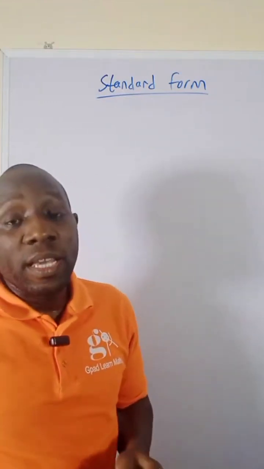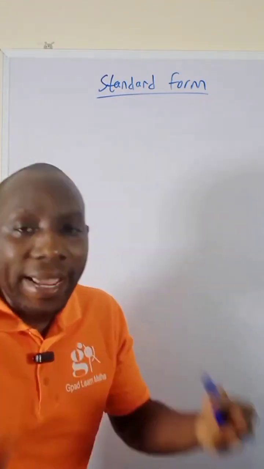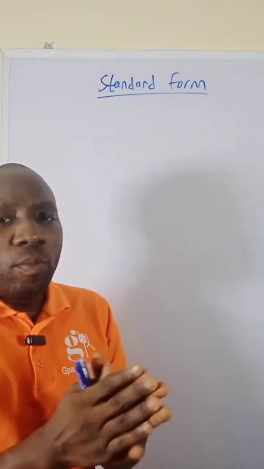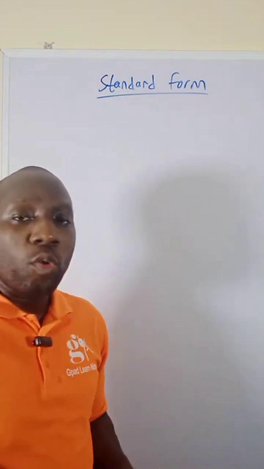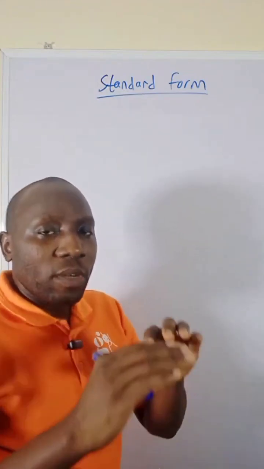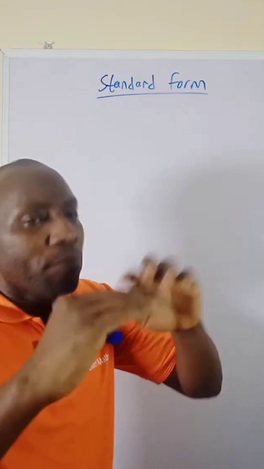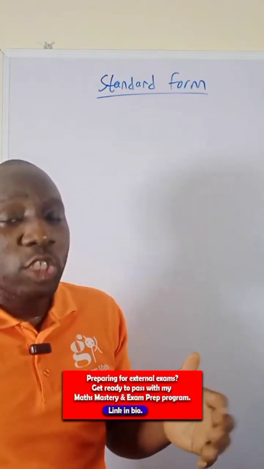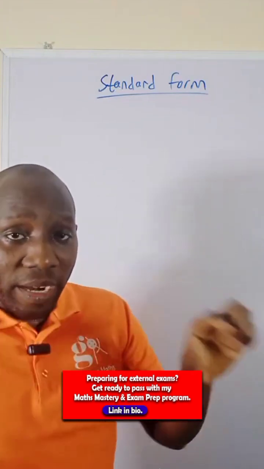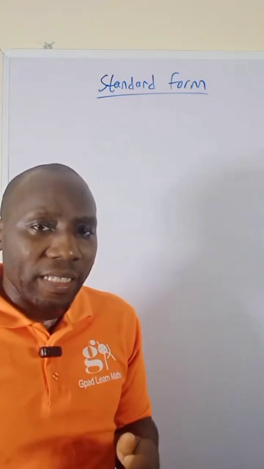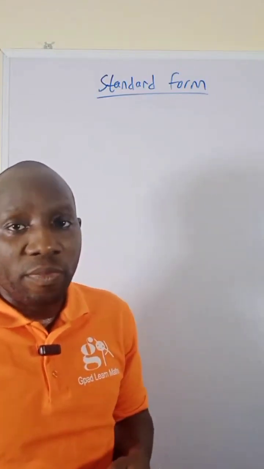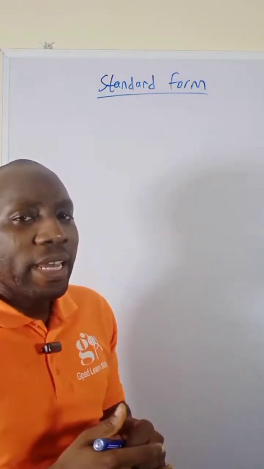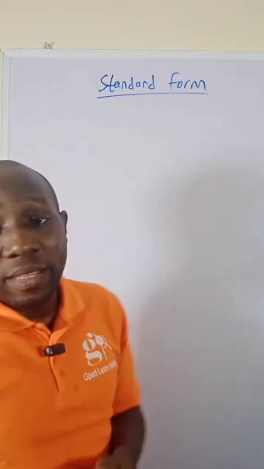What exactly is standard form? Why do we write numbers in standard form? We write numbers in standard form because it's a way of compressing large numbers. There are some numbers you want to write that will be too large to write in ordinary form, so you convert them to standard form, or what is called scientific form. It's a way of compressing large numbers, because you might not have enough space to write them.